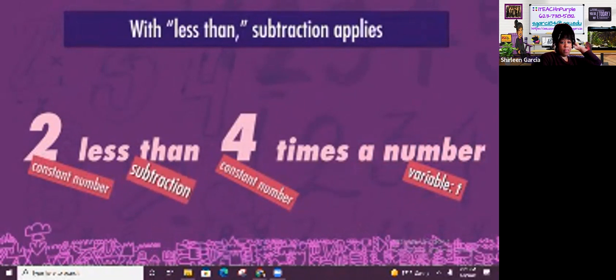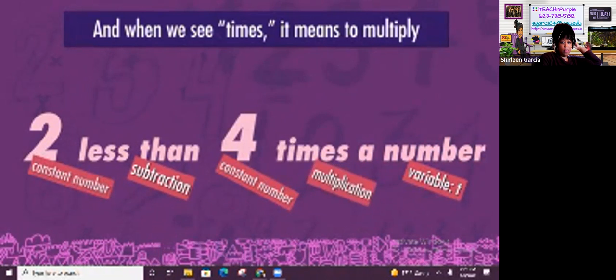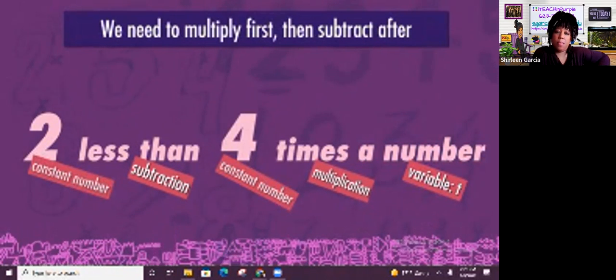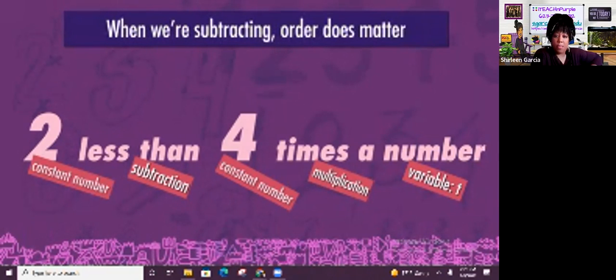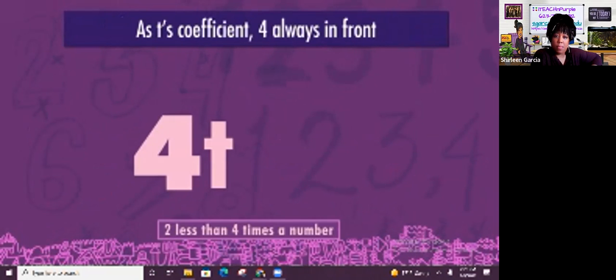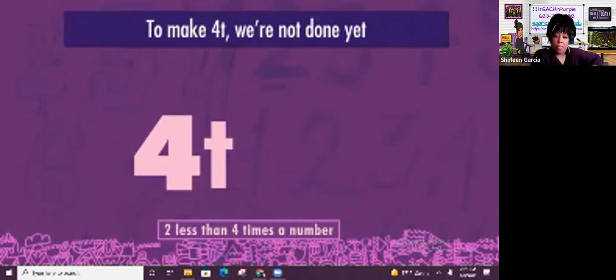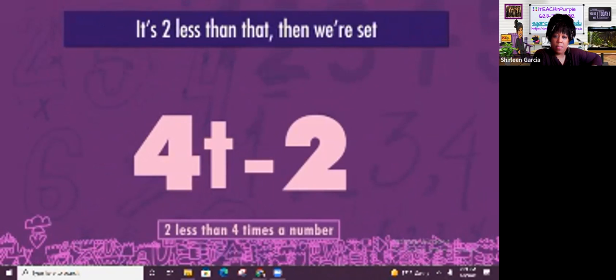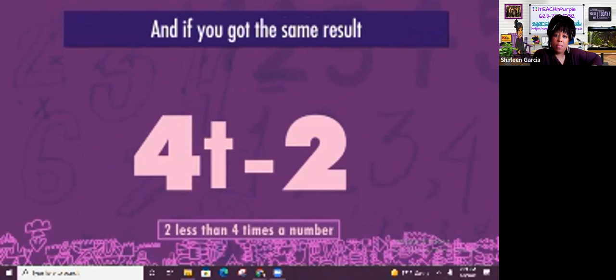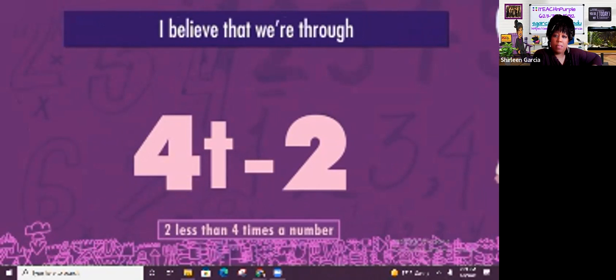With less than, subtraction applies, and when we see times, it means to multiply. We need to multiply first, then subtract after. When we subtract, order does matter. T is a number, 4 is T's coefficient, always in front, to make 4T. We're not done yet. It's 2 less than that, so we said 2 less than 4 times a number is 4T minus 2. And if you got the same result, I believe that we do.